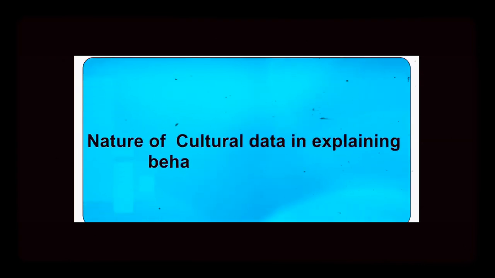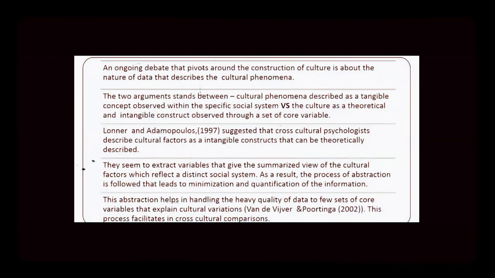Nature of cultural data in explaining behavior of individuals. An ongoing debate that pivots around the construction of culture is about the nature of data that describes cultural phenomena. The two arguments stand between cultural phenomena described as a tangible concept observed within a specific social system, versus culture as a theoretical and intangible construct observed through a set of core variables.